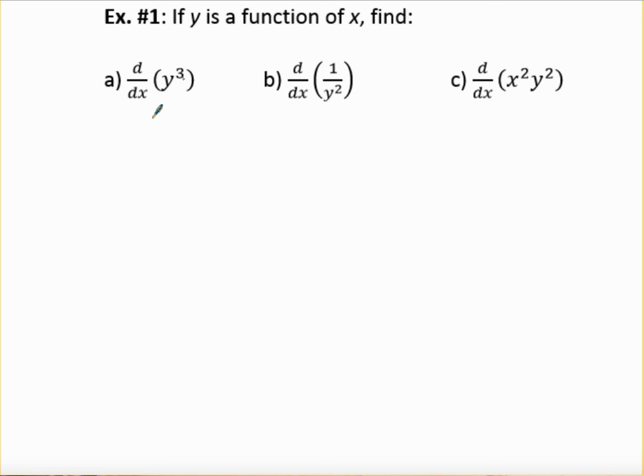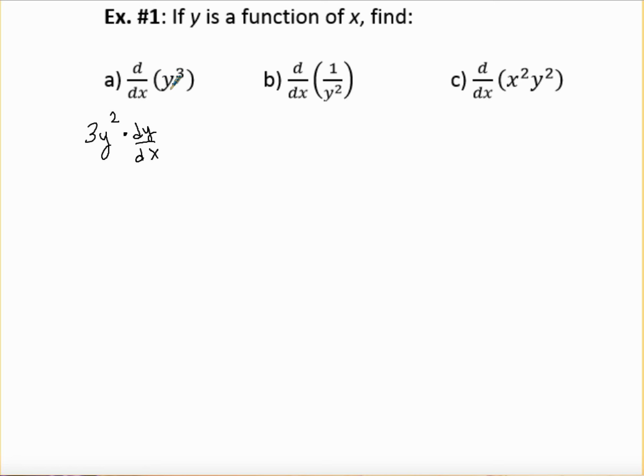Example number 1. Let's take the derivative with respect to x of y cubed. Okay, well, I'm going to take the derivative of y cubed, which is 3y squared, and then I'm going to multiply by dy dx, because the derivative of y is dy dx, kind of like your chain rule.